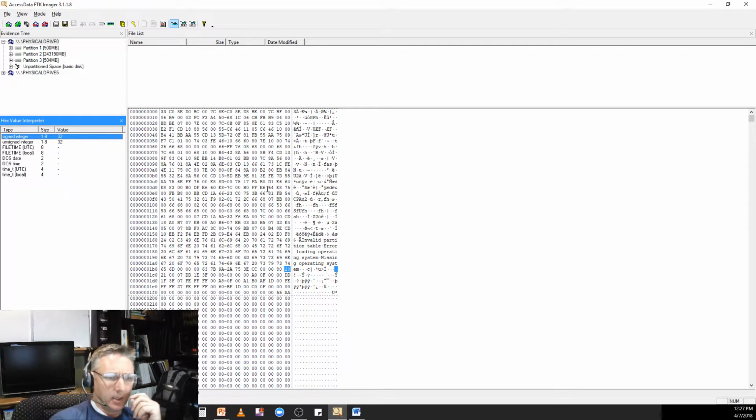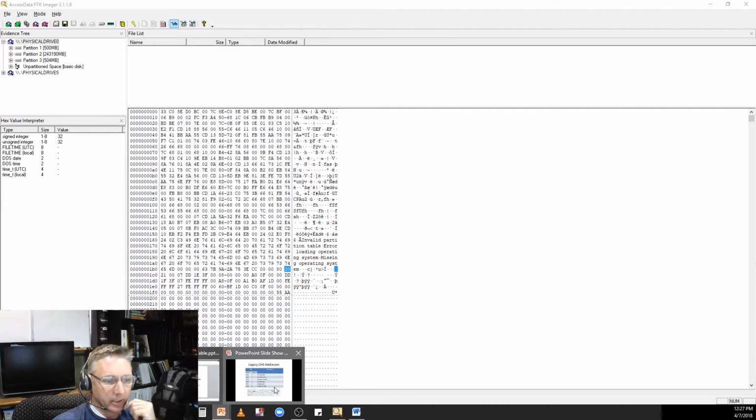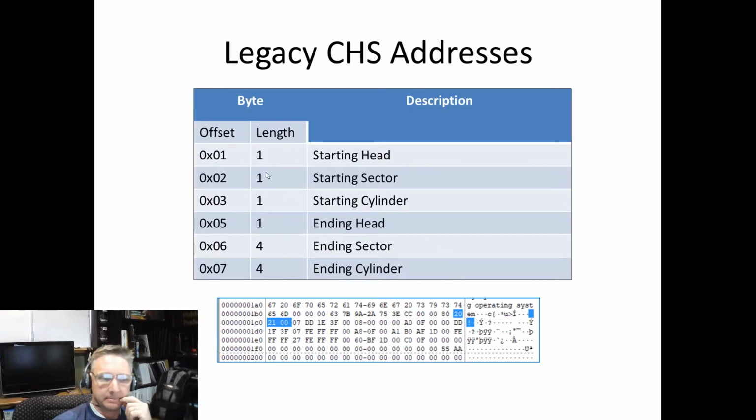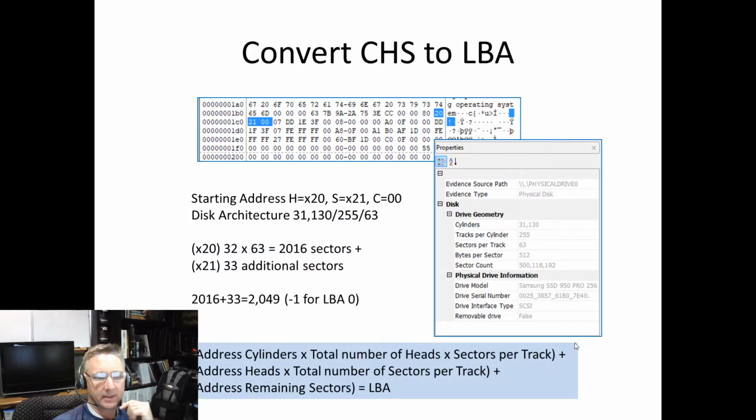All right, let's see. So back to the PowerPoint, what are we talking about here? We're talking about the starting head, starting sector, and starting cylinder, okay? So let's take a look at that. Here's a screenshot of what you just looked at in FTK Imager. If we take our starting address, our starting head of 20, which is actually 32, right? 2 times 16, and our leftover sectors for the next head are 21 sectors. No, not 21 sectors. Hex 21, which is 33.